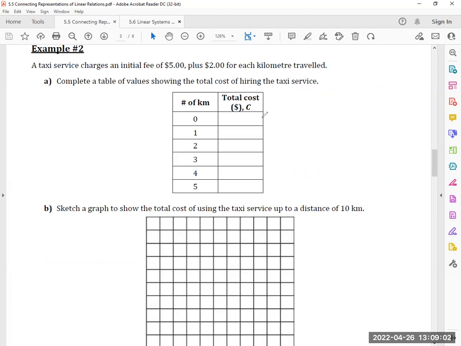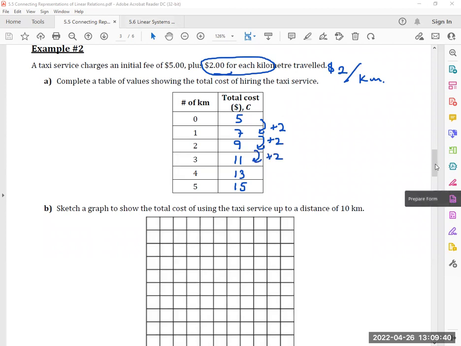Let's do this. Total cost in the beginning, even if I don't travel, it's immediately $5. Then 7, then 9, then 11, then 13, then 15. So I'm not doing much math. I'm actually just counting by 2 because I already know that the rate of change is $2 per kilometer. So I already know what my rate of change is, but I can easily translate that into a graph.